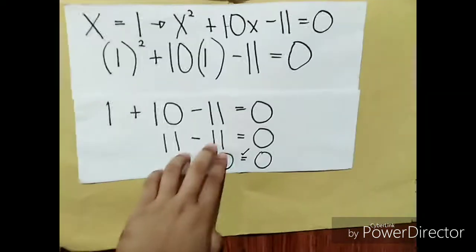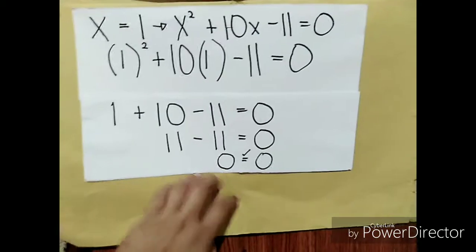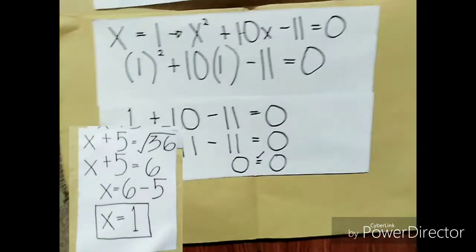11 minus 11 equals 0. So 0 equals 0. So the answer is correct.